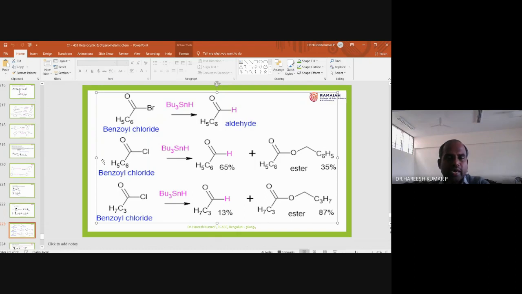So, in the case of aryl acid chloride, aldehyde will be the major product. In the case of alkyl acid chloride, aldehyde will be the lesser quantity, whereas the ester will be the greater quantity. That difference you need to remember. So this is about the examples of reduction of acid chlorides. So with this, I will go to the next slide.